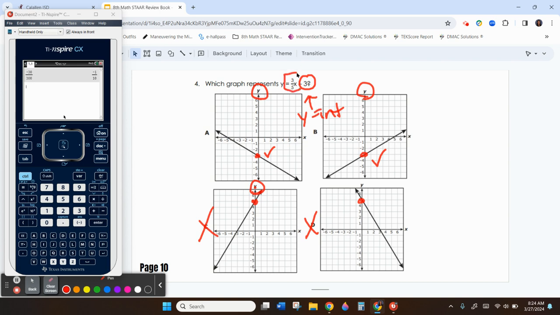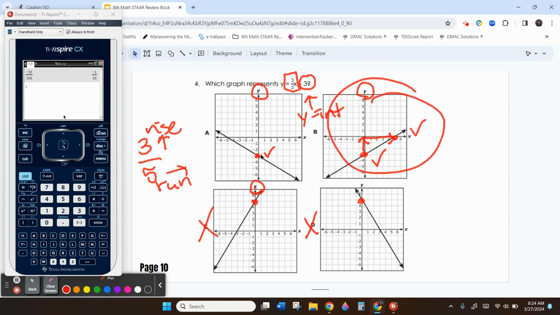Next, I want to check that my slope is going up 3 over 5. So up 3 for your rise. Run means it has to go to the right 5. So up 3 and then to the right 5. B would be correct. If I look at A, it's going down and across.